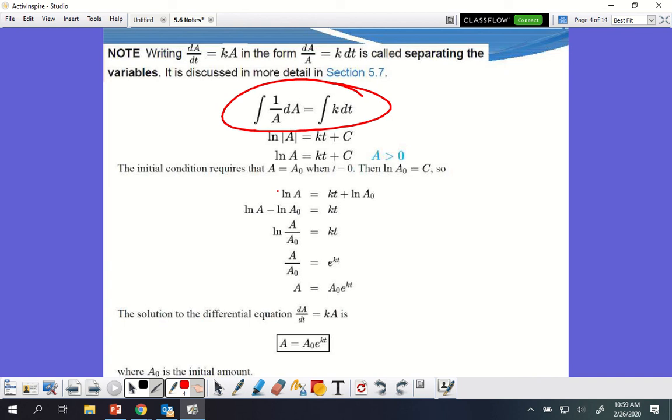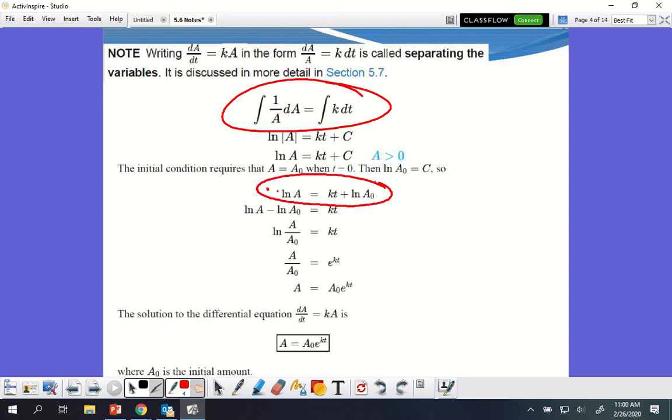Remember, when I integrate and I get ln A, ln does not exist in the negatives. So that's why I always have to have those absolute value bars there. Okay, initial condition right here. So it's going to give me this value.